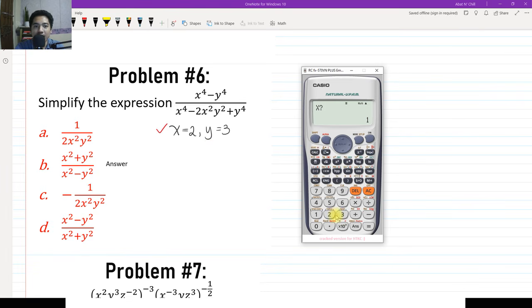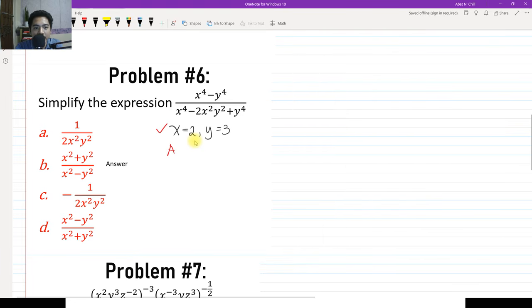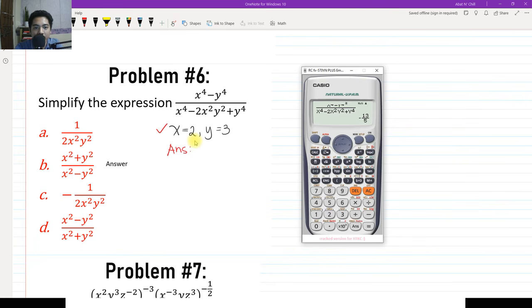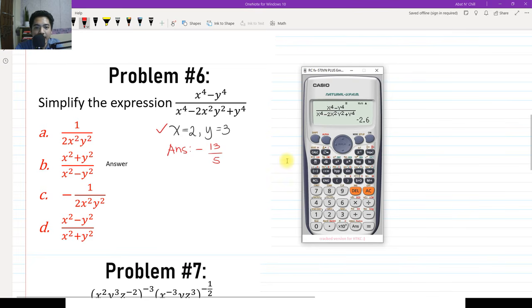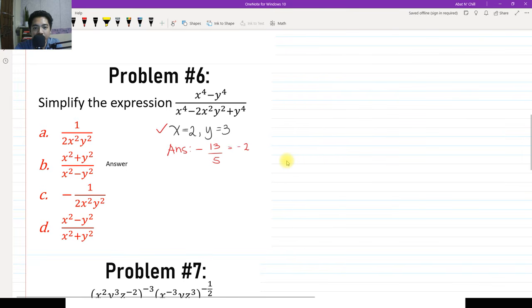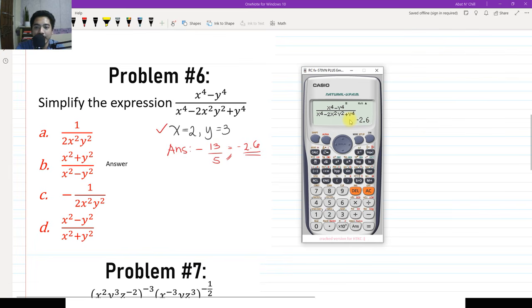The calculator will ask for the values of x and y, so we input 2 for x and 3 for y, then click the equal sign. The value upon substituting x equals 2, y equals 3, is negative 13 over 5. In decimal, that's negative 2.6.